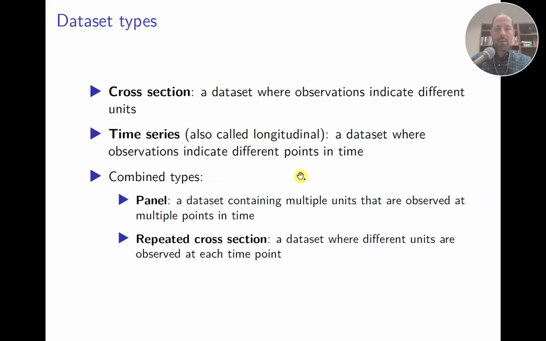We can also have combined types, like a panel data set, where we see maybe schools measured at different points in time, or a repeated cross-section, which is similar, except it's not the same schools. Maybe you have a different sample of schools that you study each year. That would be a repeated cross-section.